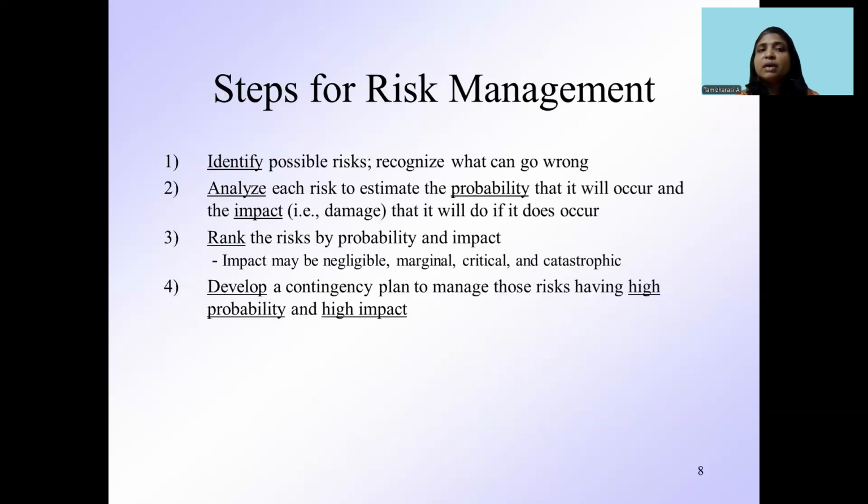So first, you have to find out all the possible risks. Then you have to find out the probability of occurrence. Then you have to find out what the impact would be. Based on the impact, you have to rank the risk, deciding which is to be given more priority and which can be given less priority, based on both probability of occurrence and impact. Then you have to develop a plan for managing the risk. So these are the four steps involved in risk management. Thank you.